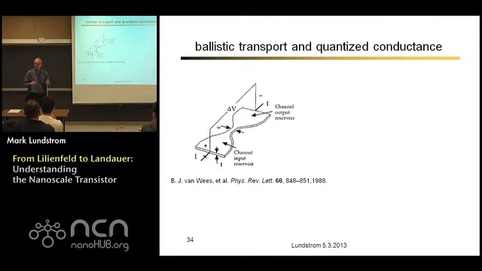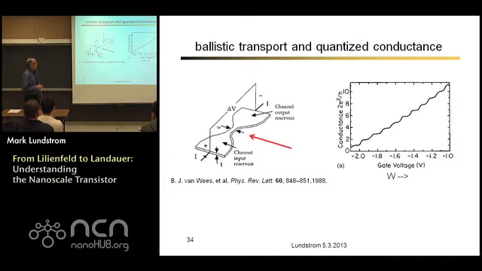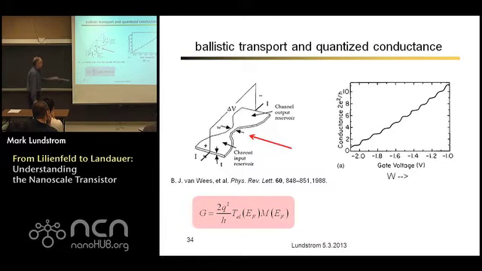It's just like having 2 resistors in parallel. What they observed when they did that was that the conductance increased in steps as they changed this voltage and increased the width. It didn't increase smoothly. It increased in steps. And those steps were 2q squared over h, just what the theory says it should be. So this is called the quantum of conductance.